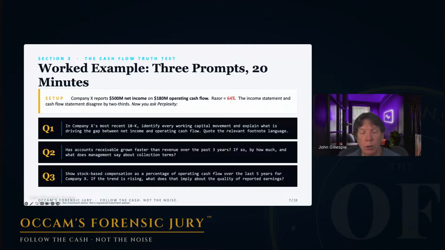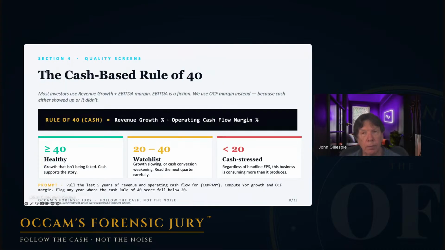Question 3: show stock-based compensation as a percentage of operating cash flow over the last 5 years. If that ratio is rising, that tells you the headline earnings number is being subsidized by share dilution, which is a real cost paid for by every existing shareholder. Three prompts, 20 minutes in, you've gone from a single number to a structured set of questions that either justifies a deeper dive or kills the idea on the spot. Killing the idea on the spot is actually pretty important before you put your hard-earned dollars into investments, right?